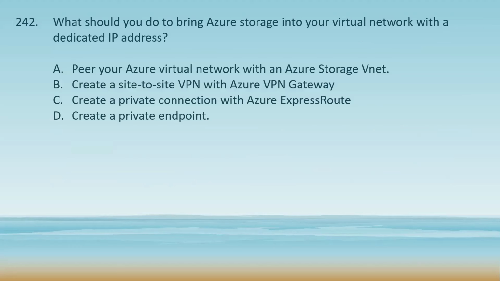Question number 242. What should you do to bring Azure storage into your virtual network with a dedicated IP address? Your options are: peer your Azure virtual network with an Azure storage VNet, create a site-to-site VPN with Azure VPN gateway, create a private connection with Azure ExpressRoute, or create a private endpoint. And folks, the correct answer here is option D, create a private endpoint.